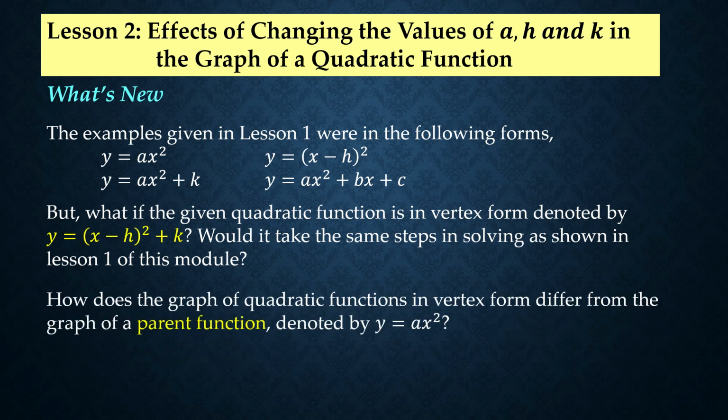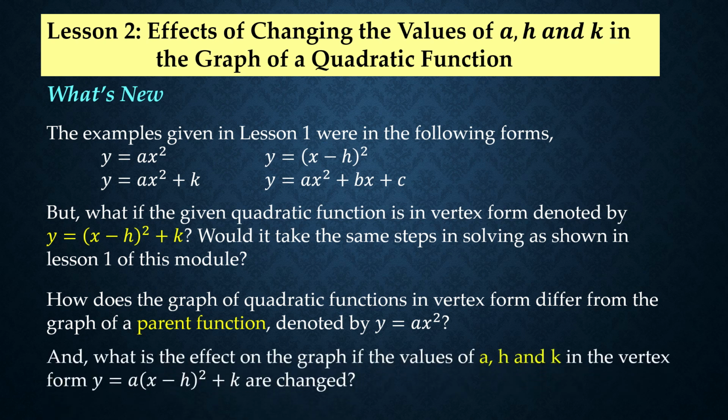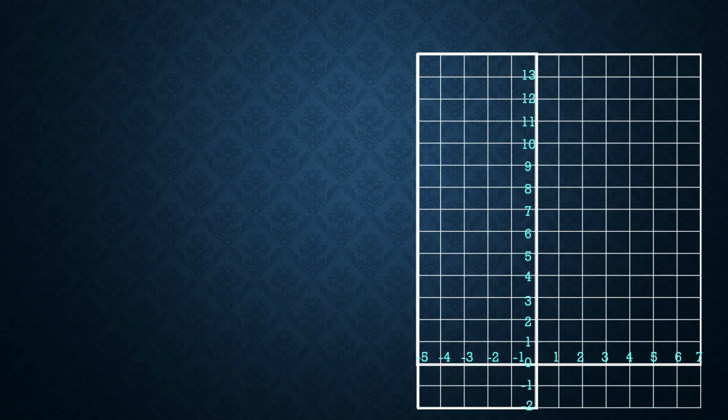How does the graph of quadratic functions in vertex form differ from the graph of a parent function denoted by y is equal to ax squared? And what is the effect on the graph if the values of a, h, and k in the vertex form are being changed? So, unsay kalabutan sa example.